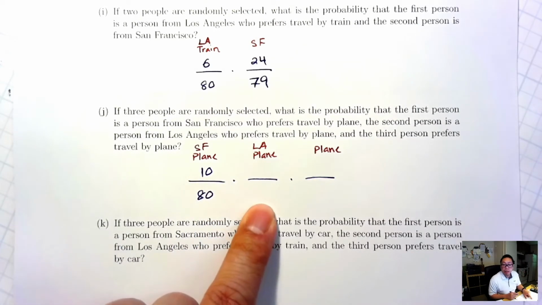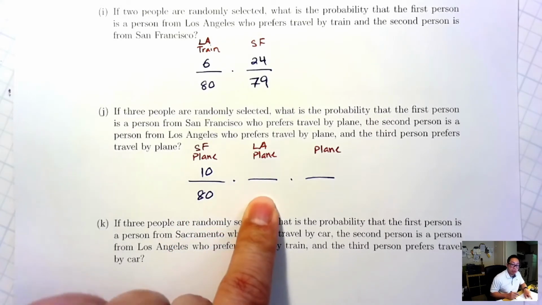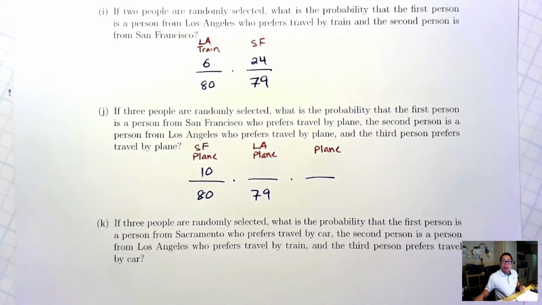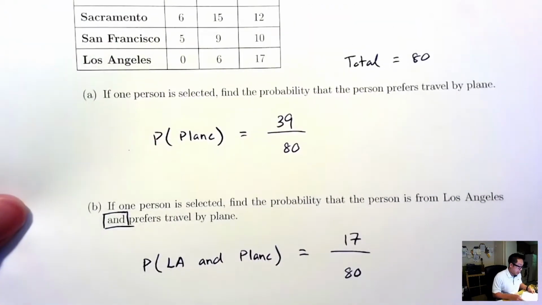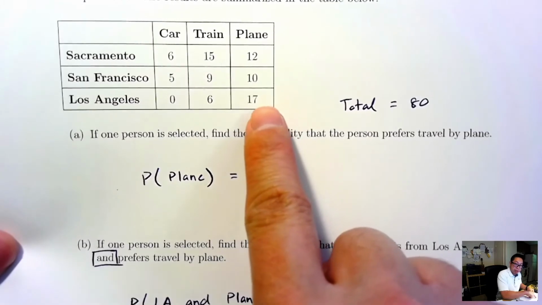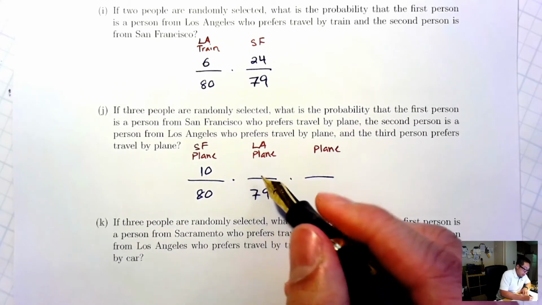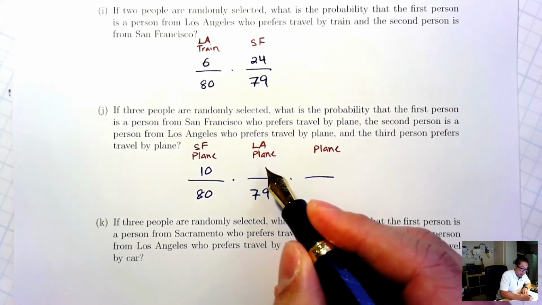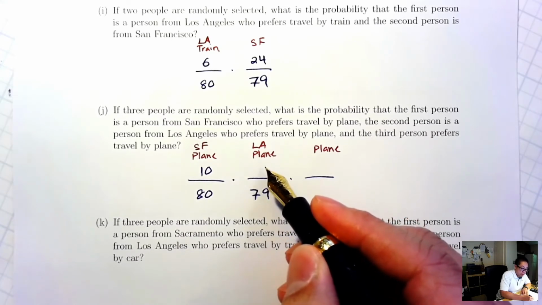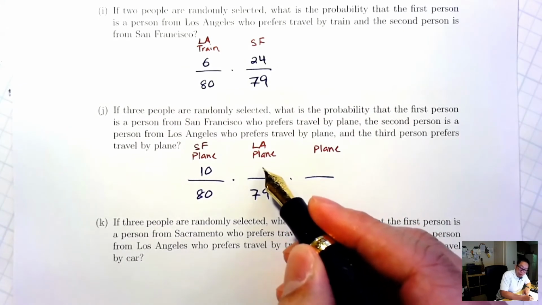All right, second fraction. Keeping in mind that we already chose 1 person, which means the bottom of the second fraction should go down by 1. And then for the top, LA plane. So LA plane would be 17. Okay, so we have to decide, is it going to be 17 or is it going to be 16? And the way you decide is ask yourself, have you used LA plane yet? We did not, right? We used SF plane, but we didn't use any LA plane yet. So this one should be the full 17.